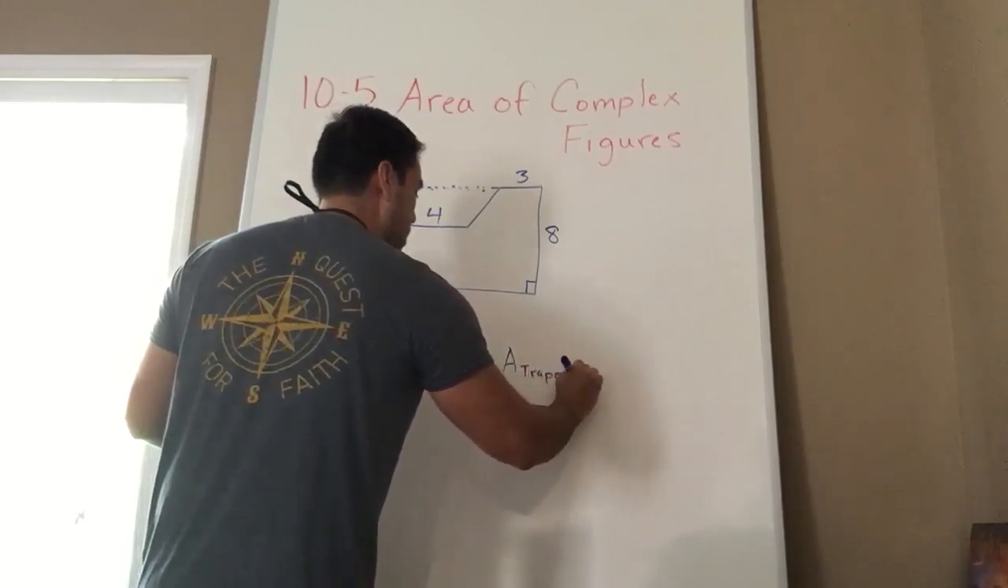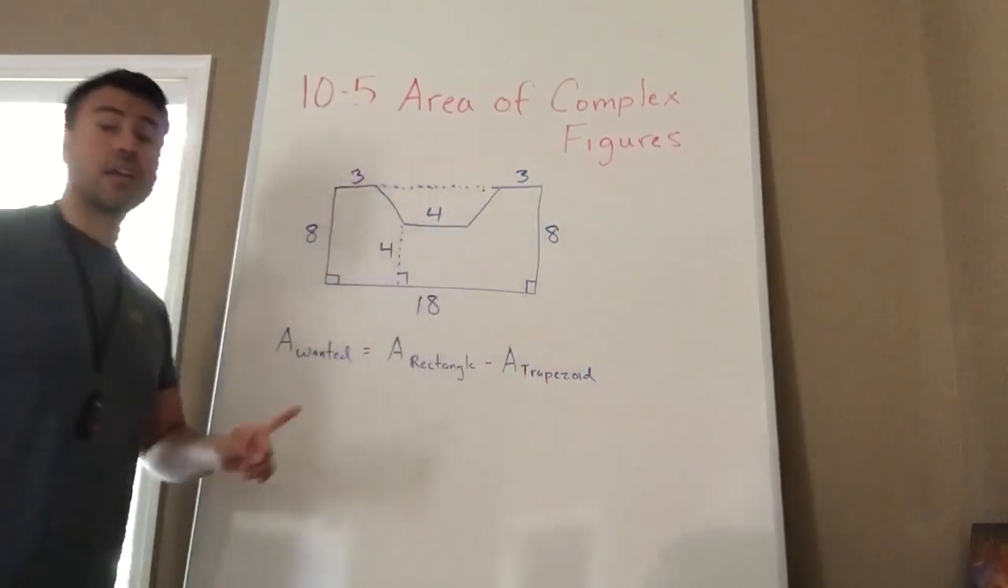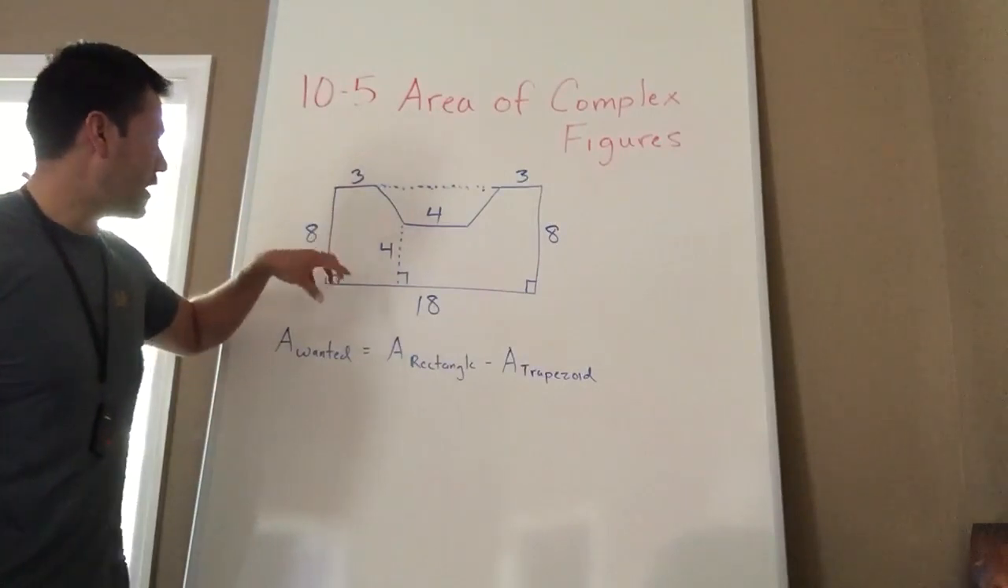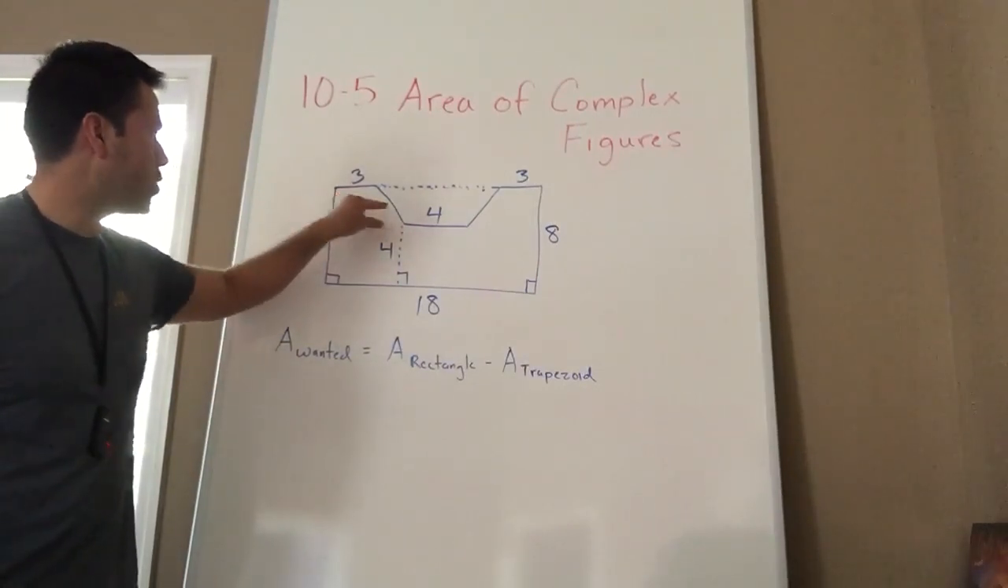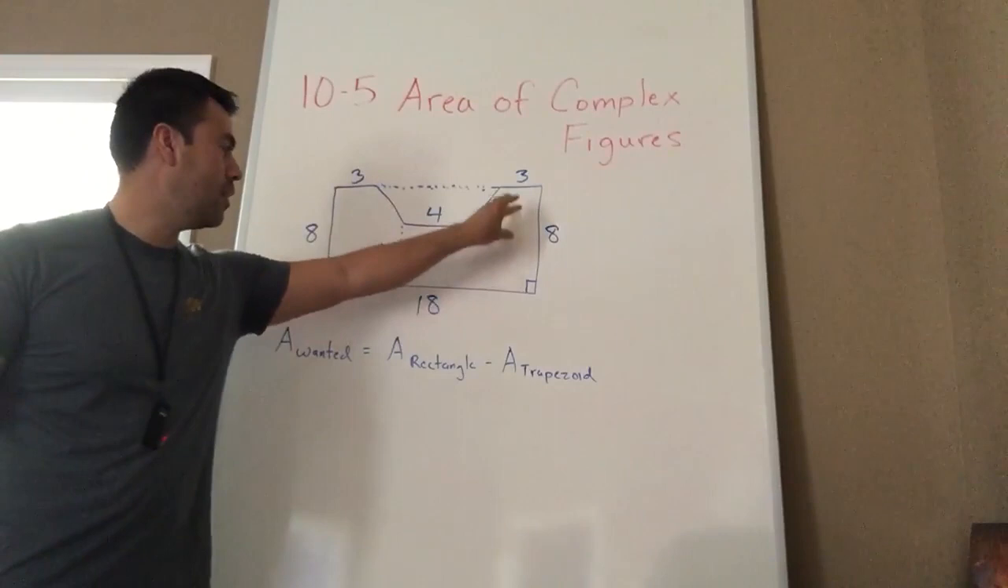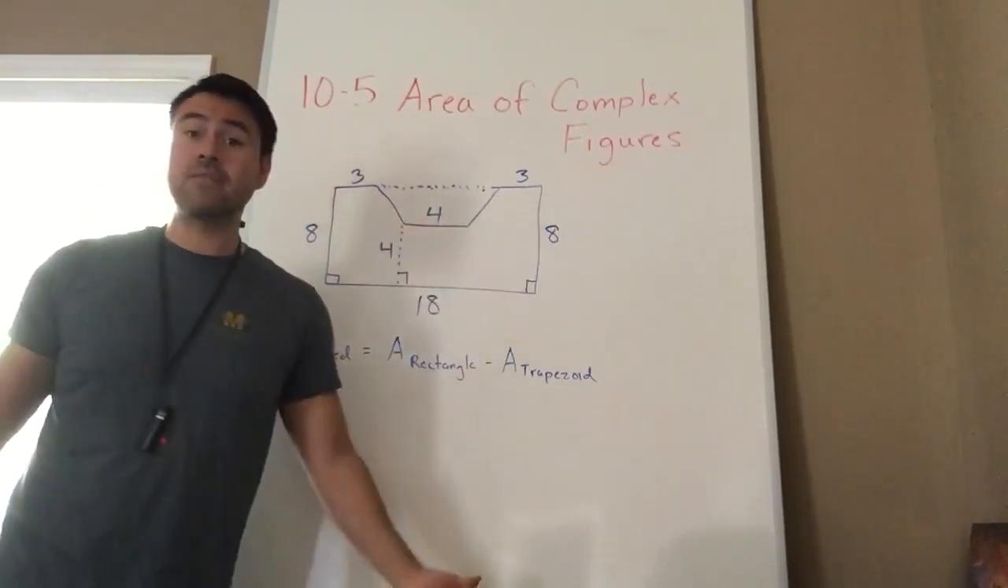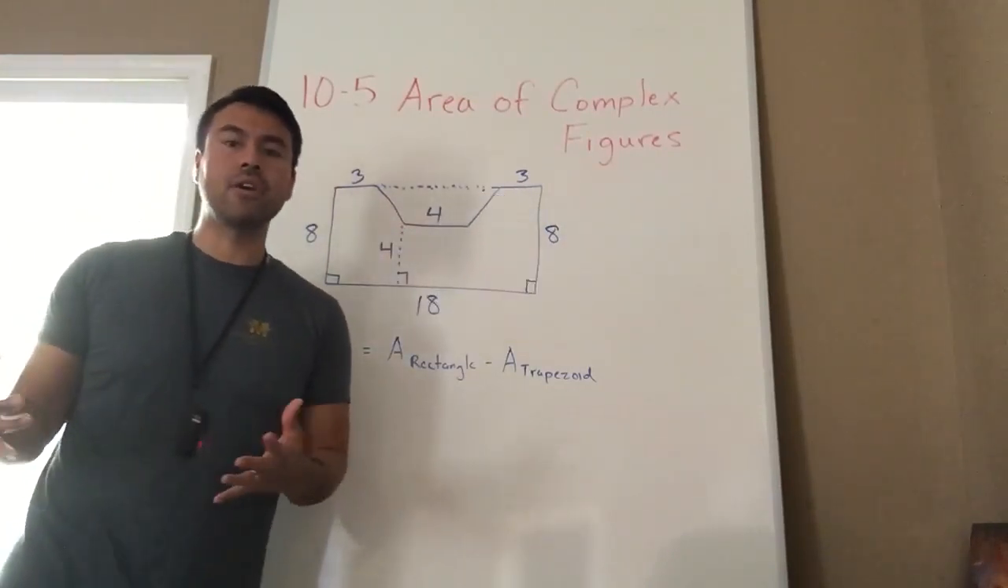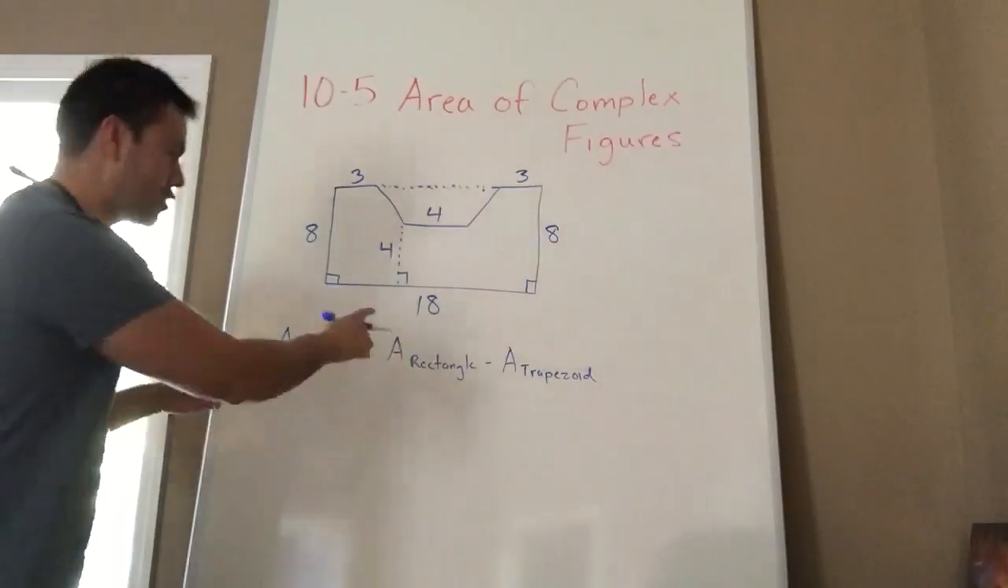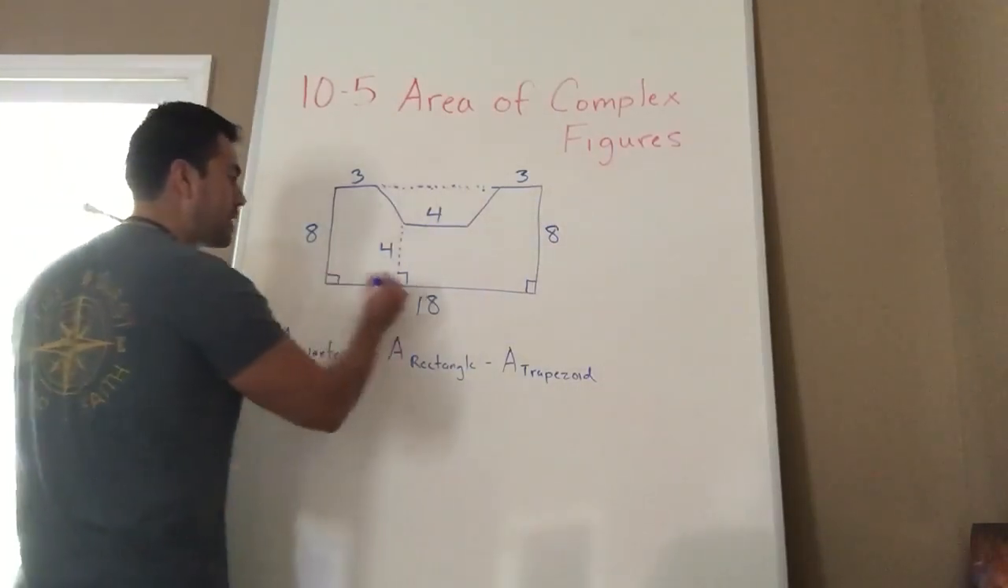Okay, again, I could have said area of a, I think this is a rectangle, a trapezoid, a square, a rectangle, and another trapezoid. I could have done that and combined them all together, but this looks like a lot easier for me. What would be the area of this rectangle?